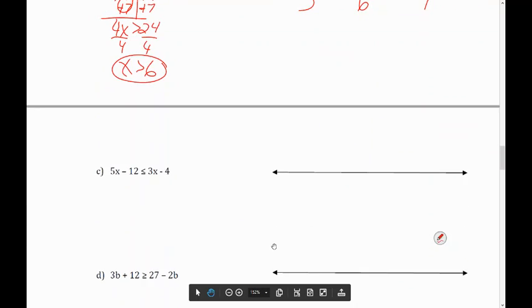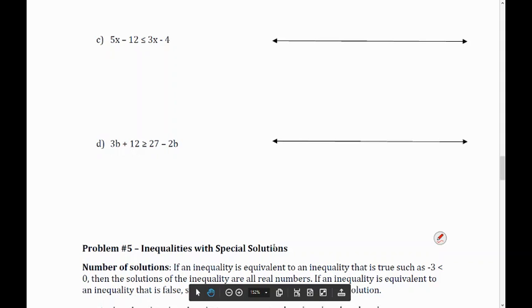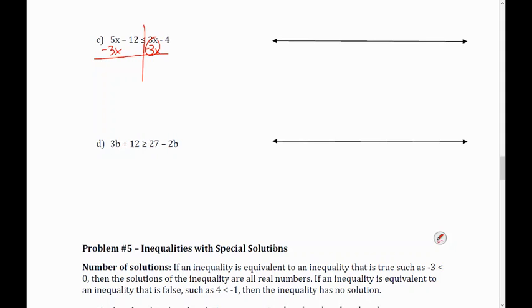All right, letter C. We've got 5x minus 12 is less than or equal to 3x minus 4. Left side, no like terms. Right side, no like terms. Smaller variable is 3x, so we move it. Goes away on the right. 5x minus 3x is 2x. 2x minus 12 is less than or equal to, be careful here, we've got that subtract 4, so don't forget to bring that subtraction sign down and make it a negative, okay?